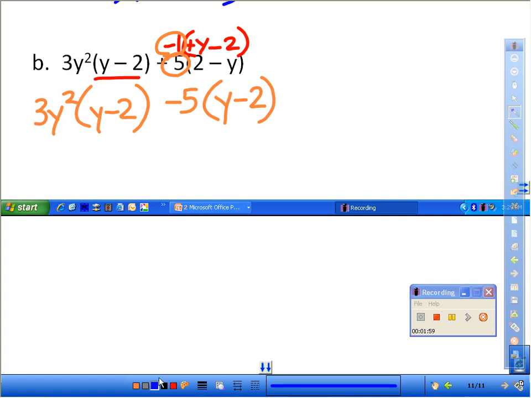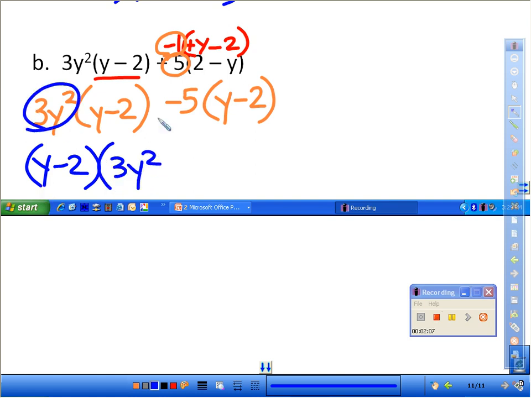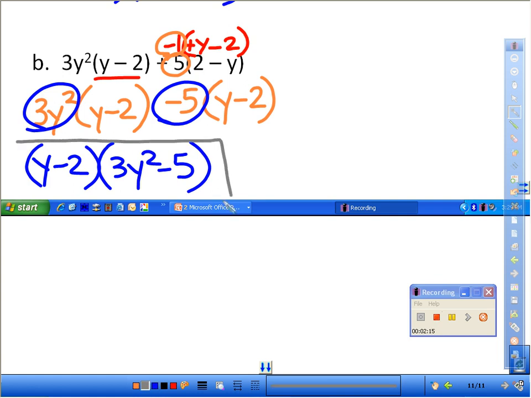If we start by factoring out the y minus 2 that's in each one of those terms, we're left with 3y squared and a minus 5. That makes up the second factor. The answer to this problem: y minus 2 times 3y squared minus 5.